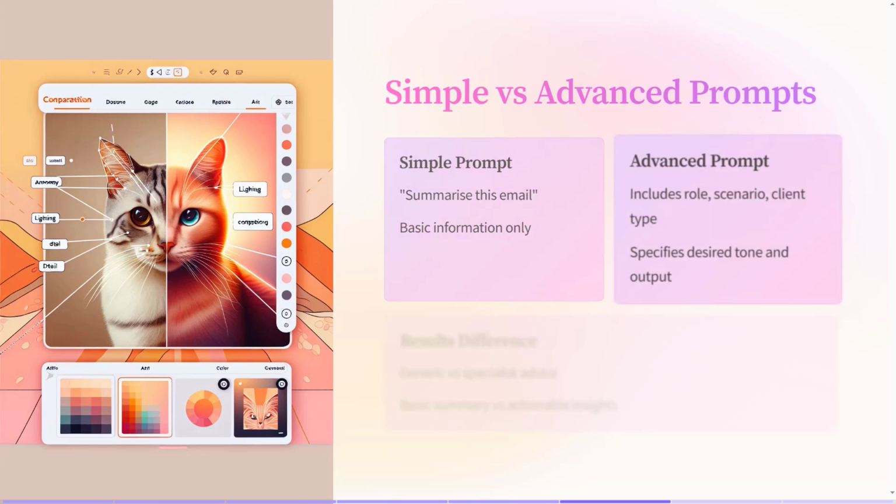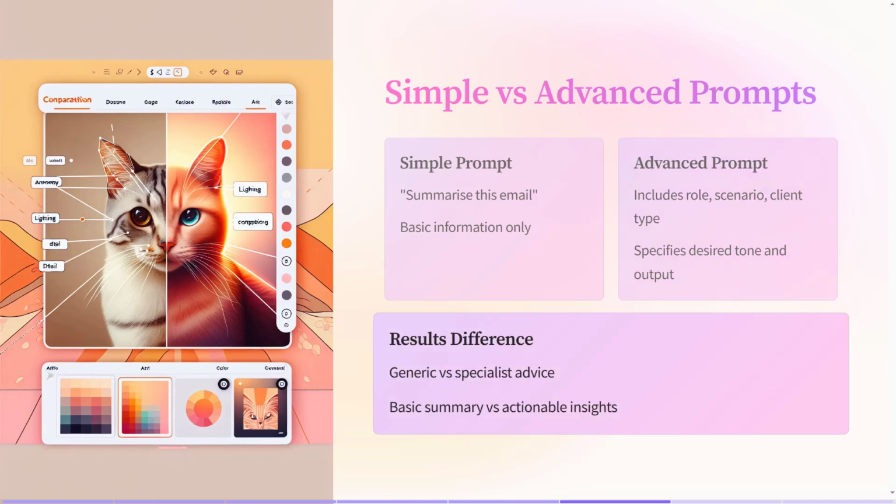Whereas an advanced prompt, what you might want to do is set the scene. You want to include a role that you're giving to the AI system, a scenario, information about the client and their client's needs, and specifying the desired outputs. And that will give you a hugely different response. It's the difference between generic and specialist advice, and a basic summary versus actionable insights.